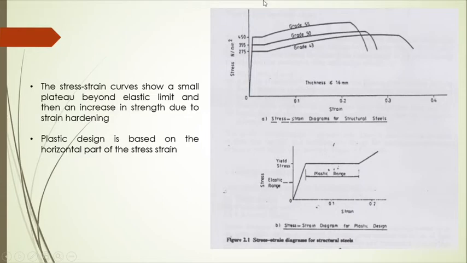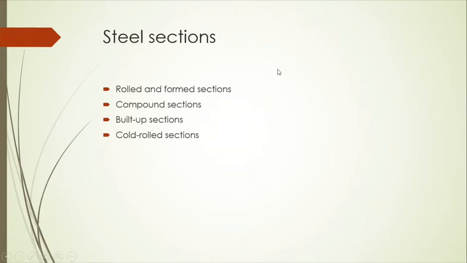So this is the plastic range. During the strain hardening, the steel will not return back to its original form.